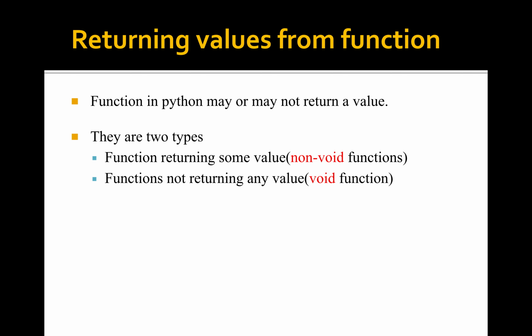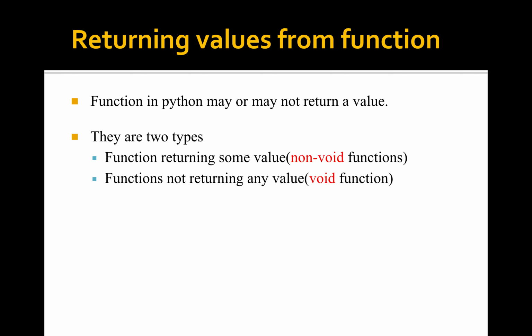Next is returning values from a function. In the previous example, we just displayed the value in the function definition only. But in Python, we can do it in another way also. That is, we can return a value or we cannot return a value. So here, there are two ways: function returning some value or function not returning a value.